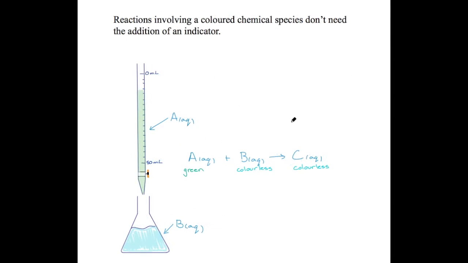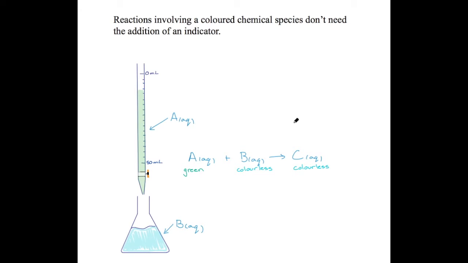In the previous example of an acid-base titration, we used a pH indicator that would change color when our solution reached a particular pH. And this was what we used to visually determine the endpoint of the reaction. But sometimes you don't necessarily need a pH indicator. For example, if you have a colored chemical species in solution, that can act as its own visual indicator.